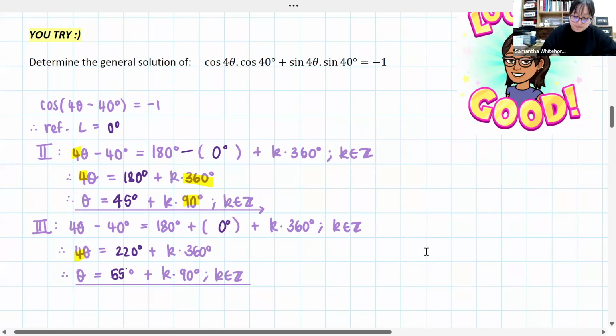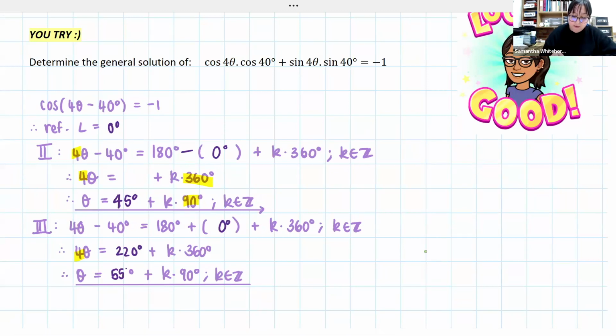Using inverse operations, you would have 180 plus 40, which is 220. Divide everything by 4, 55 degrees. Sorry. For the second one, quadrant 3, it's 180 plus 0, which is also still just 180. So you end up with exactly the same solution. So you get two solutions. It just so happens that they are identical.